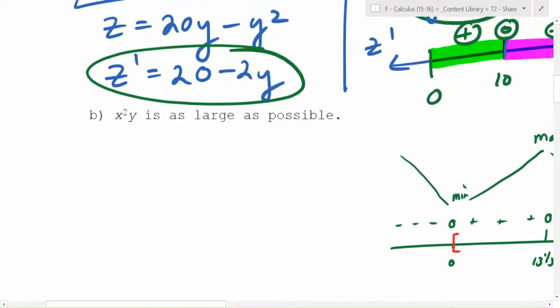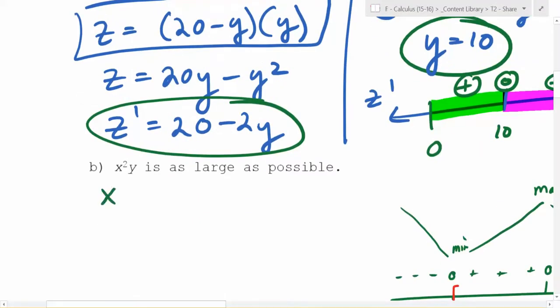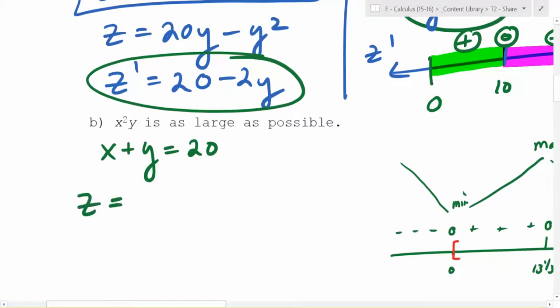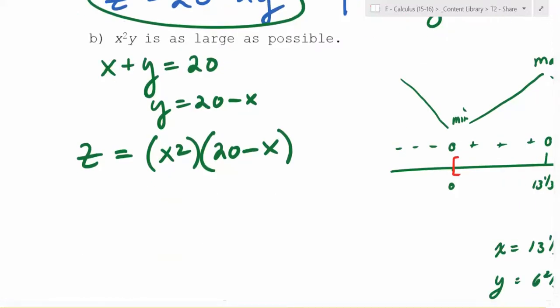to minimize or maximize. So for example, for B, it says x squared y is as large as possible. The numbers still add up to be 20. So what does x plus y still equal? Still equals 20. So in this case, what's z going to equal? Which one do you want to isolate, x or y? So y is equal to 20 minus x. So z is x squared times 20 minus x. Is the process exactly the same this time, except a tiny bit different in terms of what we're multiplying? So Lizzie, what does z equal?